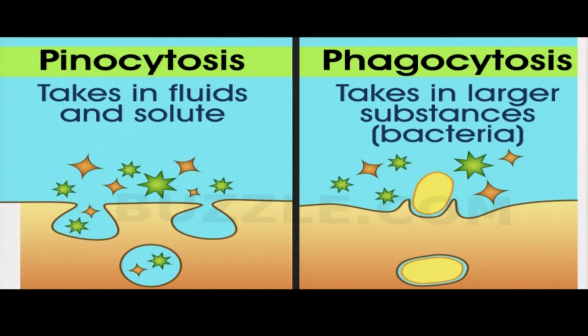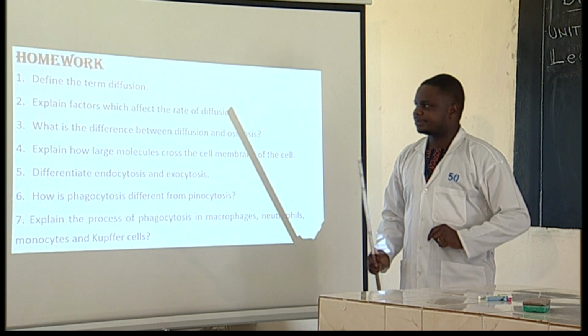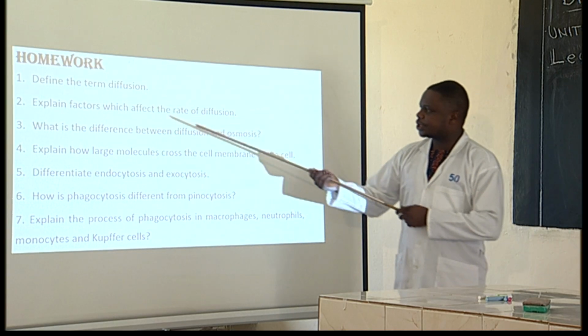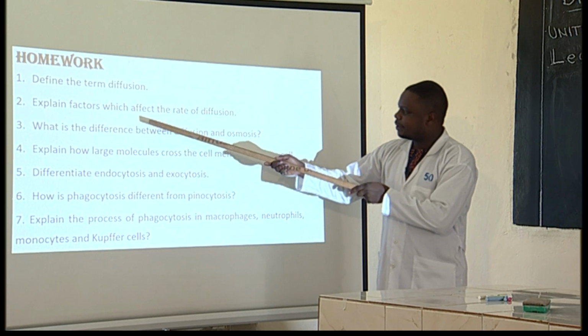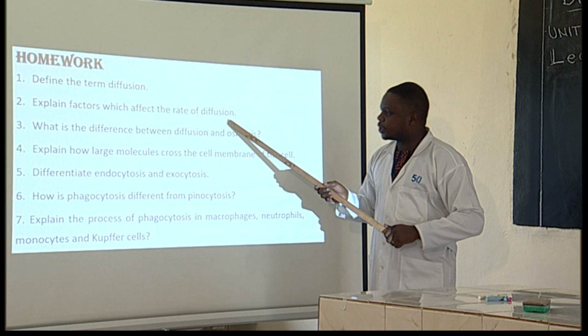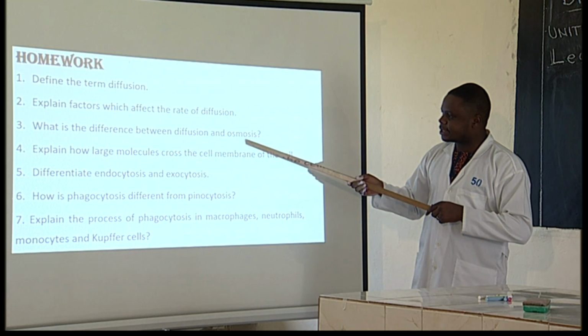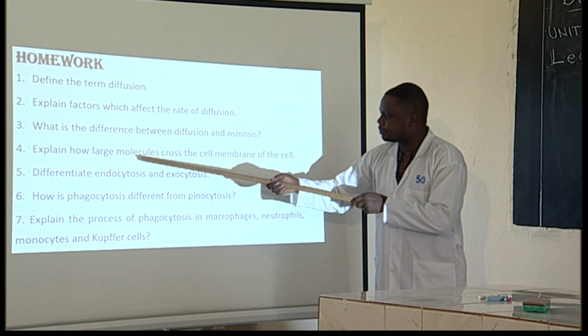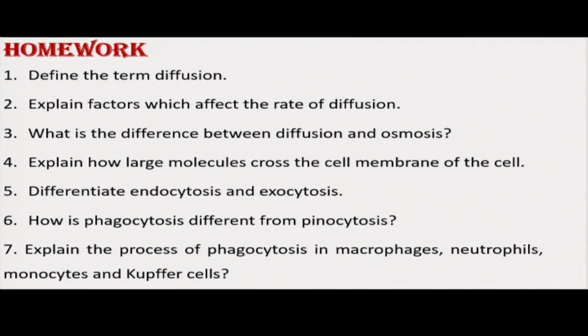Before we finish our lesson today, let us have homework. The first question is, define the term diffusion. Explain factors which affect the rate of diffusion. Number 3, what is the difference between diffusion and osmosis? Explain how large molecules cross the cell membrane of the cell. Number 5, differentiate endocytosis and exocytosis.